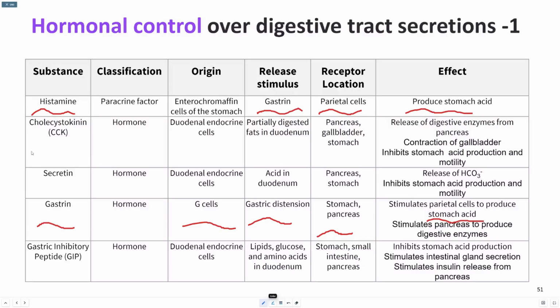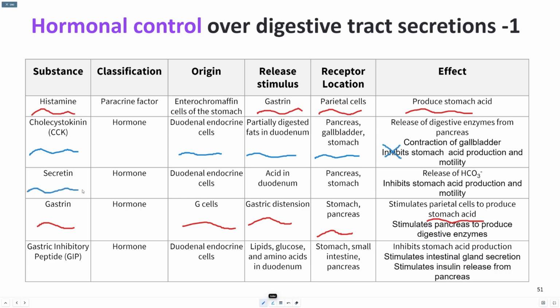On the other side, cholecystokinin, CCK, is a hormone that's made by the duodenum endocrine cells, and its main trigger is fat breakdown in the duodenum, and its receptor location is the pancreas, gallbladder, stomach, and it favors the bicarbonate and reduces the acidity, but it does favor releasing of enzyme. It actually inhibits the stomach acid.